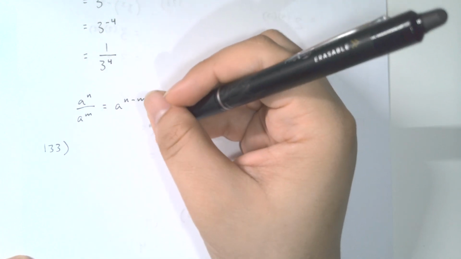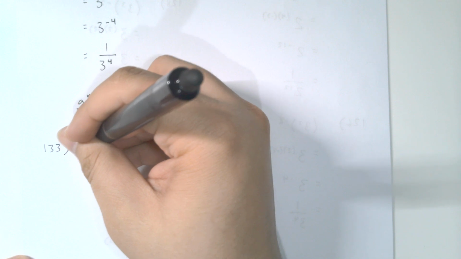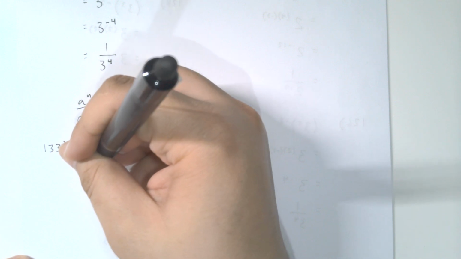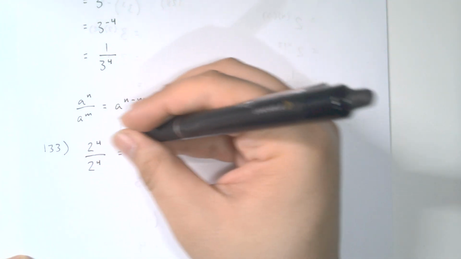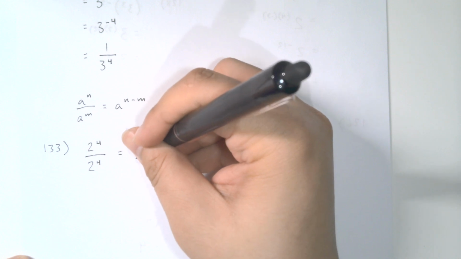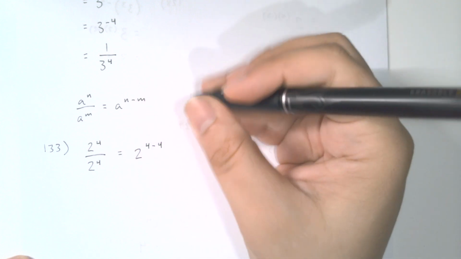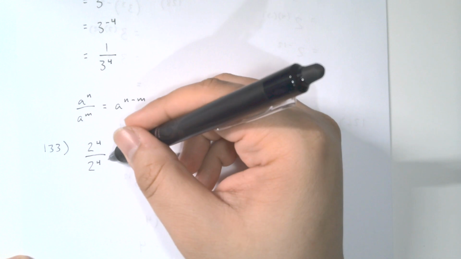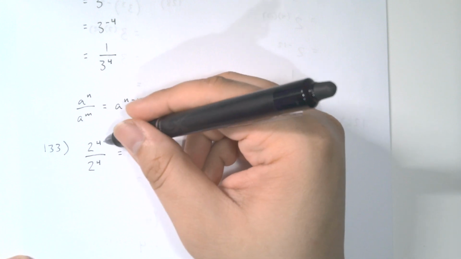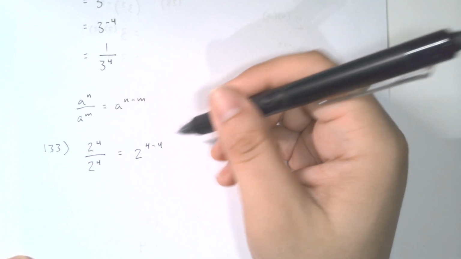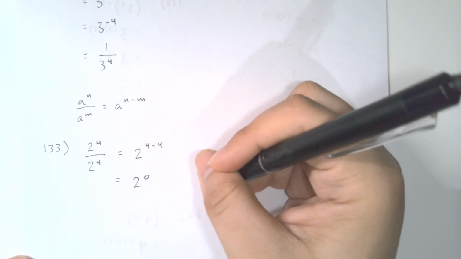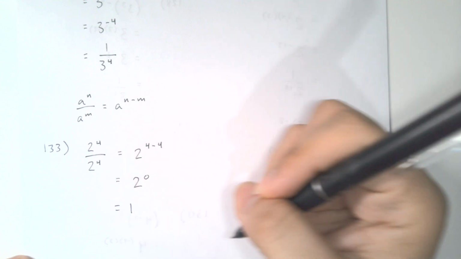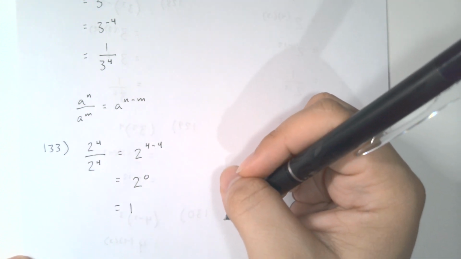So we have 133. We have 2 to the 4th over 2 to the 4th. And with this, we can say that this is equal to 2 to the 4 minus 4. So just subtract this exponent from the top one. So we have 4 minus 4. This is equal to 2 to the power of 0. And we can simplify that as 1, because anything to the power of 0 is 1.